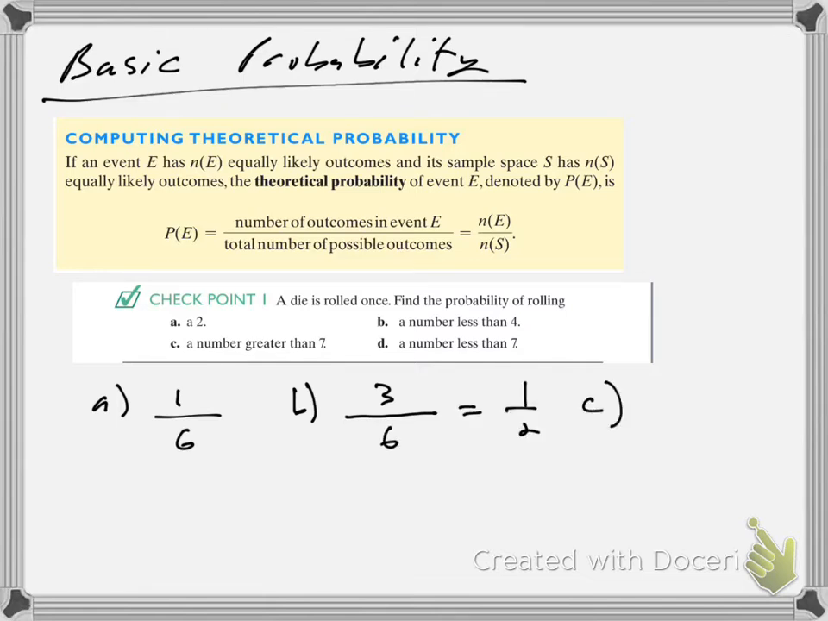A number greater than 7, well, that'd be a probability of 0 because on a 6-sided die, we're assuming a 6-sided die in all these, there are no numbers greater than 7. A number less than 7, well, how many desired outcomes are there less than 7? Well, there's 6. You could roll 1, 2, 3, 4, 5, or 6, and there are 6 possible, so the probability is 1. You're guaranteed to roll a number less than 7. If the probability of something is 0, guys, that means it can't happen. It's impossible. If the probability is 1, that means it's guaranteed to happen. And everything else in between is a ratio between that.